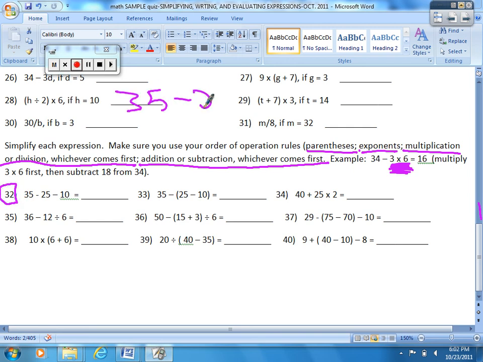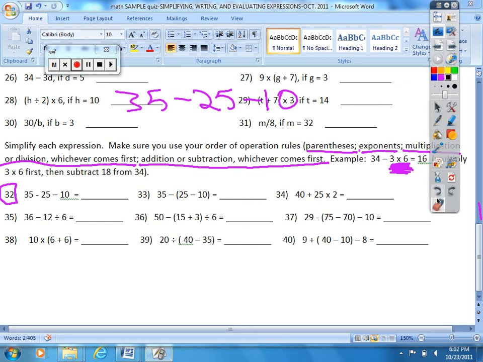35 minus 25 minus 10. All right, I'm going to do it incorrectly. I know doing things incorrectly is probably not a good teaching tool, but I do want to graphically illustrate to you that if you don't go in the right order, you're going to miss it. Well, I'm stubborn sometimes, and I don't want to do what my rules tell me, so I'm going to do this first.